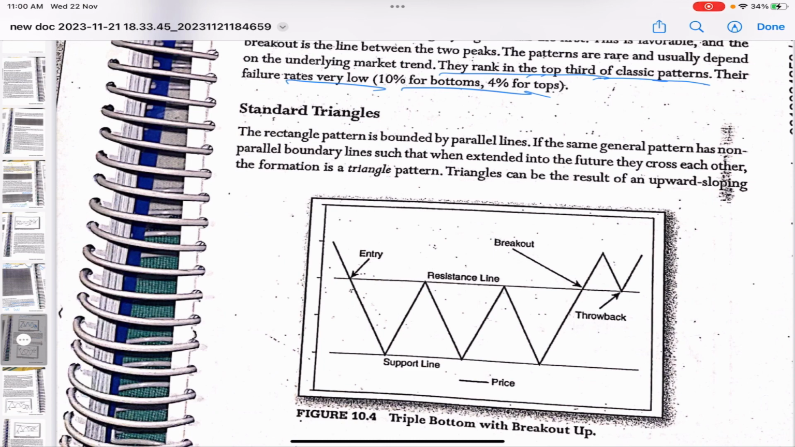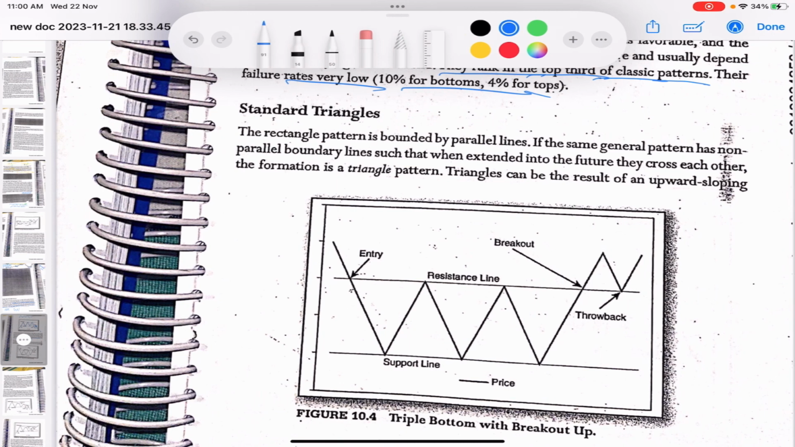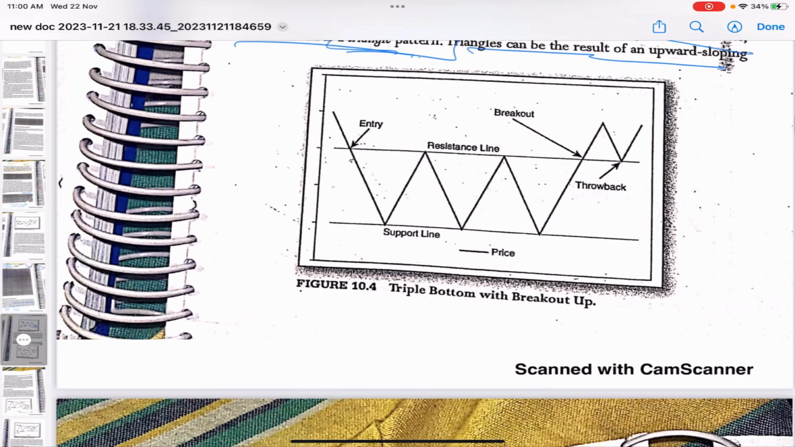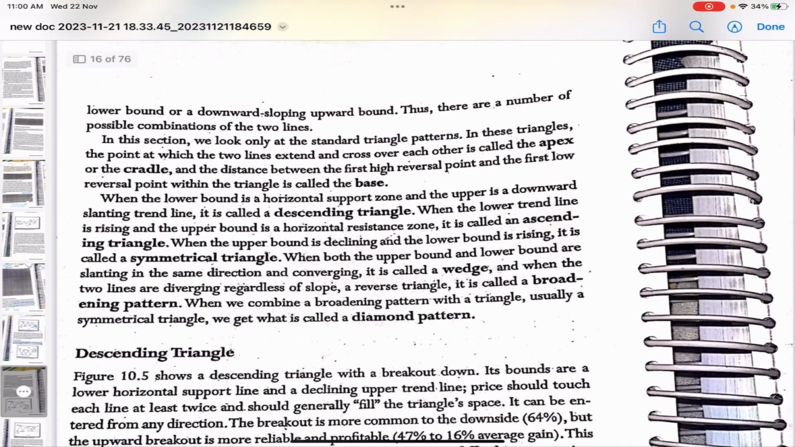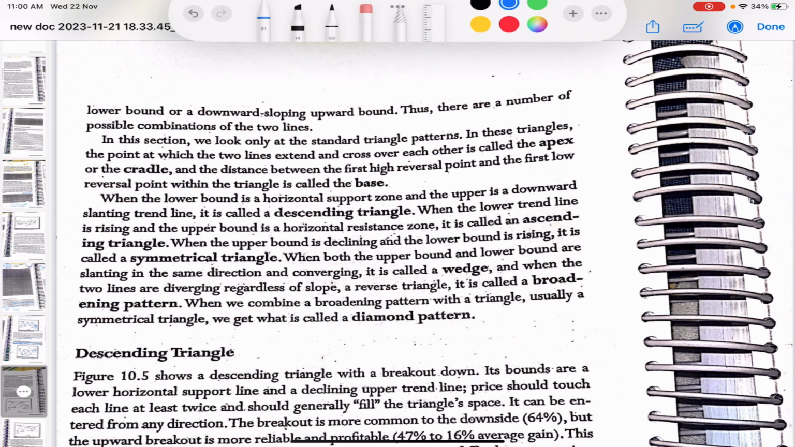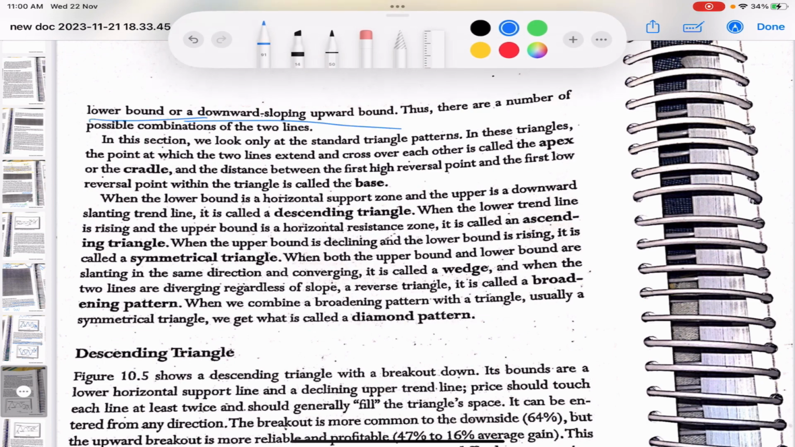Alright, so triangular patterns are basically very simple, they're just triangles in nature, and you need to keep in mind that rectangle patterns are bounded by parallel lines always, and the same general pattern has non-parallel boundary formation of a triangle pattern. Triangles can result in an upward sloping. So this image is basically of the triple bottom which we saw earlier, and this is how a triple bottom is: breakout, pull back, and throw back, and then it goes up. Okay, so let's look at this lower bound, downward sloping.